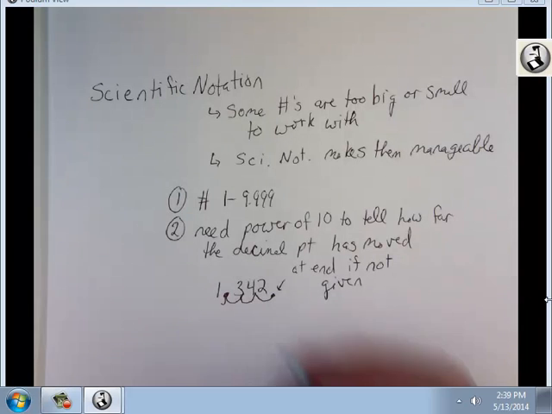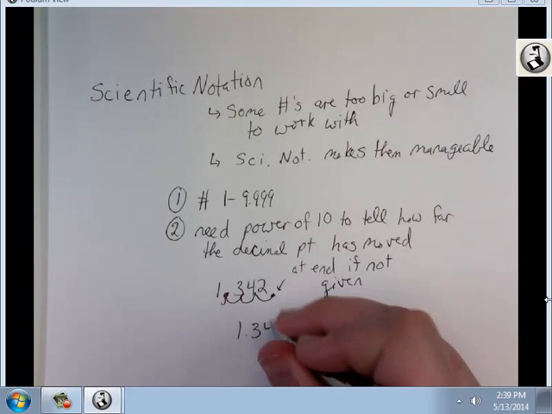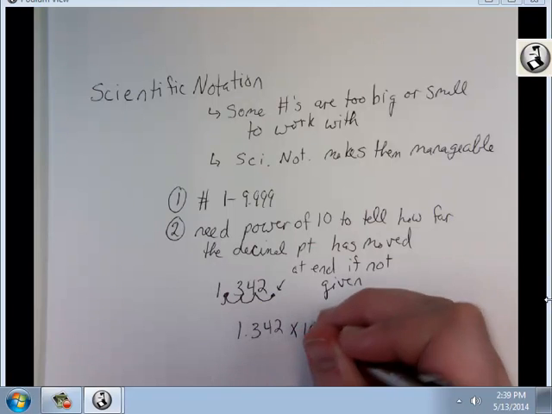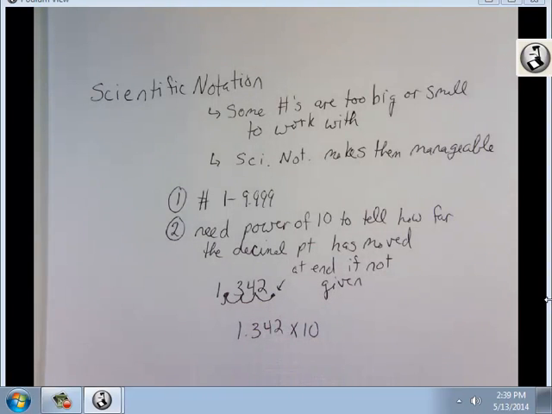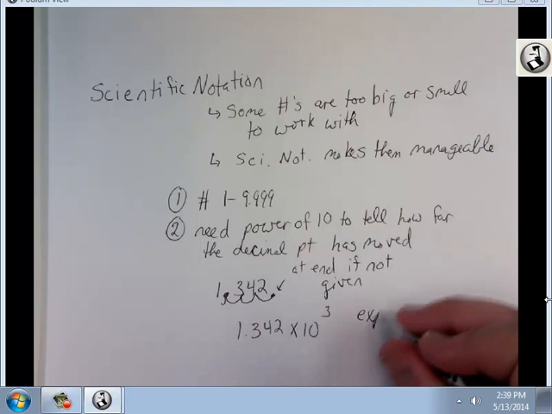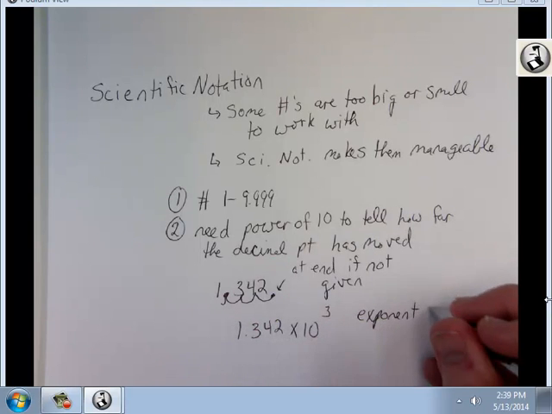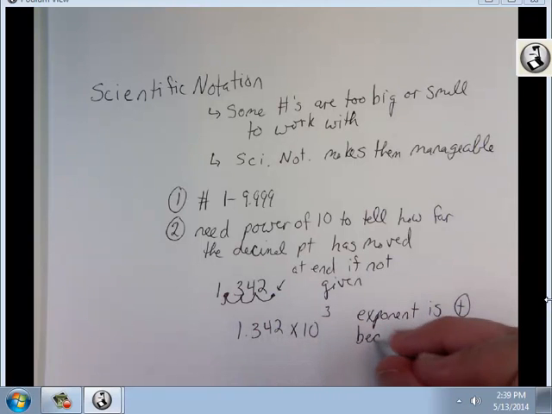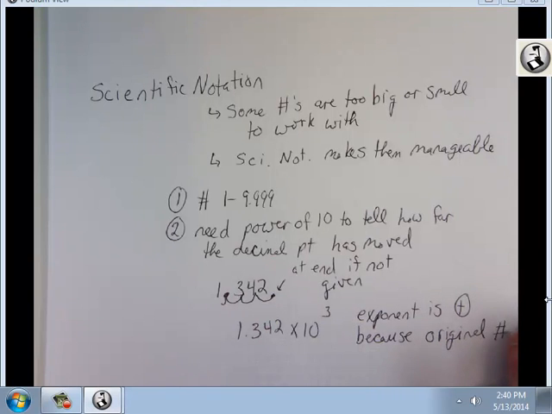So 1.342 times 10. Now how many times did I move the decimal point? Well, I moved it 3 times. And my exponent is positive because the original number is greater than 1.